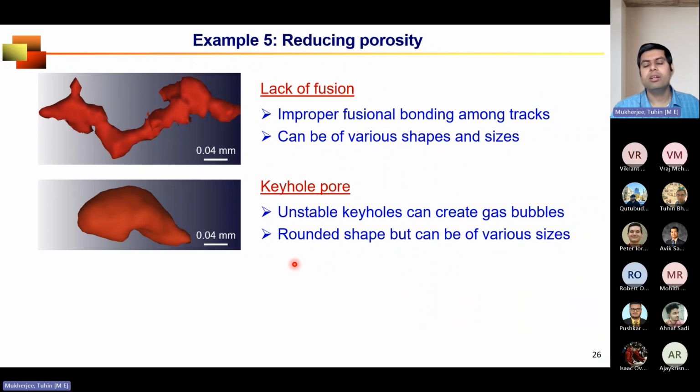Now that very narrow and deep vapor column may be unstable. It collapses and then creates gas bubbles. If those gas bubbles cannot come out of the molten pool, they create keyhole pores. Keyhole pores are large and often rounded but of various sizes.